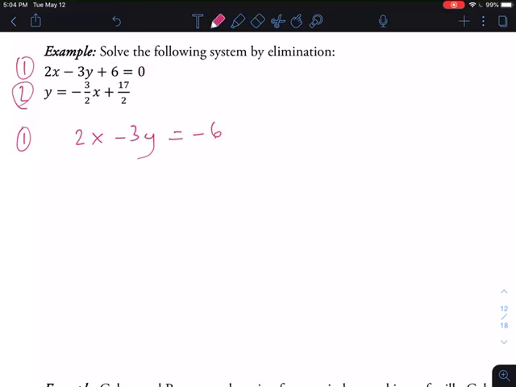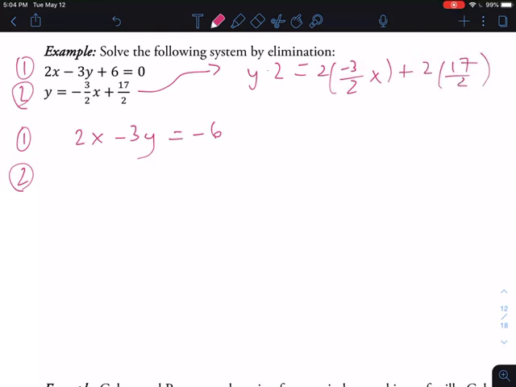Okay, then for equation 2, if you need to do this in a couple steps, that's totally fine. Okay, I will do this over here so you can copy it down if you weren't sure. Okay, so the first thing I'm going to do is multiply everything by 2. So I'm going to do y times 2 is equal to 2 times negative 3 over 2x plus 2 times 17 over 2. Okay, why am I doing that? Good question. It's because I hate fractions. So do you guys? Well, okay, I don't actually hate fractions at all, but I know lots of you guys do. So that's why I'm doing it.